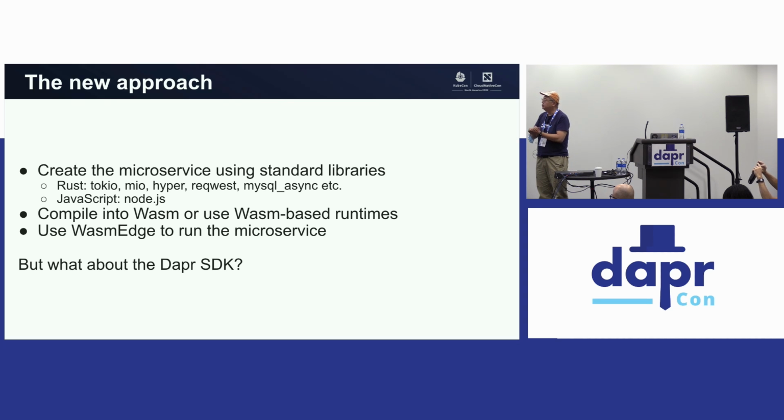The reason they can use Node.js in WebAssembly is because we have ported the JavaScript runtime and much of the Node.js API libraries into WebAssembly. And then compile the whole thing into WebAssembly and use WasmEdge to run the microservice, use WasmEdge as a sandbox instead of a Linux container. But that leaves a big question. What about the Dapr SDK?